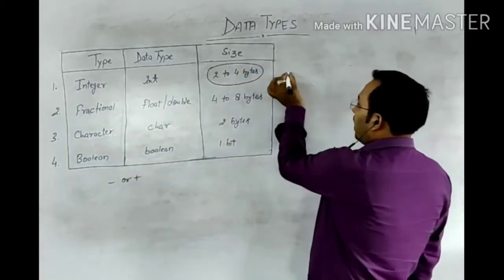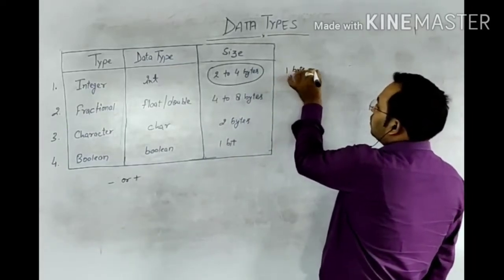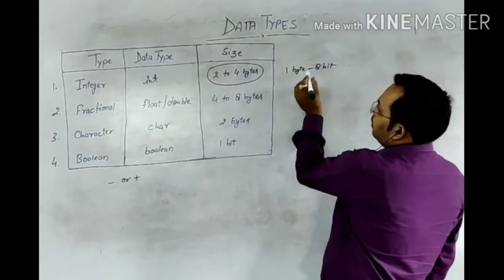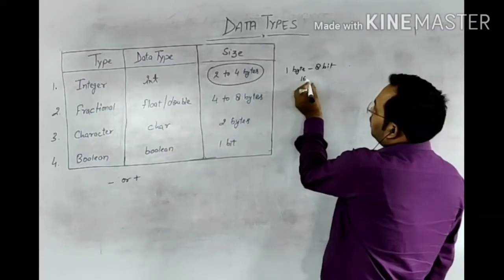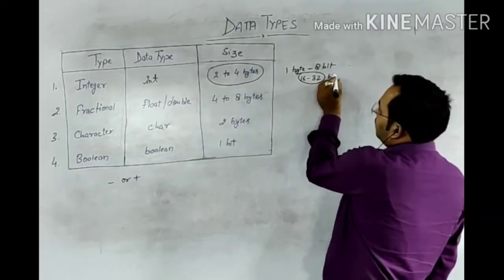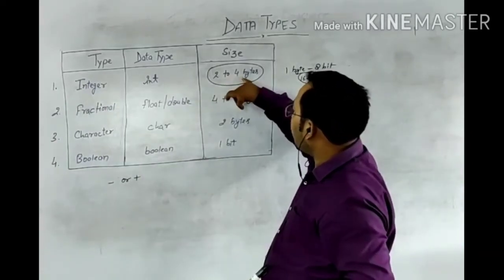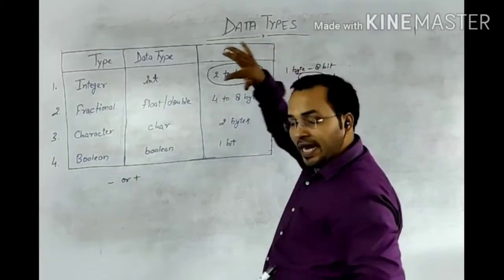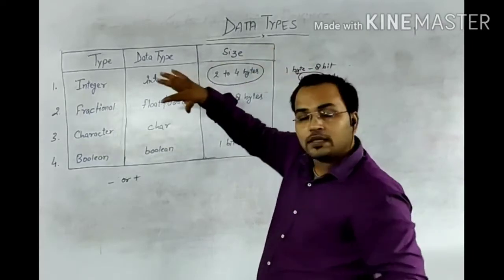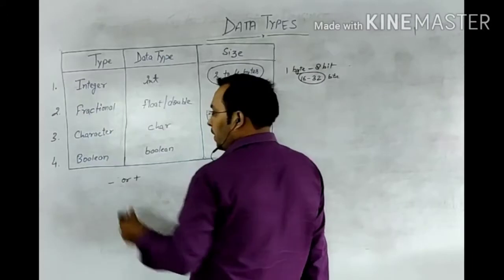That means 1 byte is equal to 8 bits. So it will take values from 16 to 32 bits. This is the description for int. 2 to 4 bytes is the size of integer, and whatever value we have to take must be in this range only. Okay.